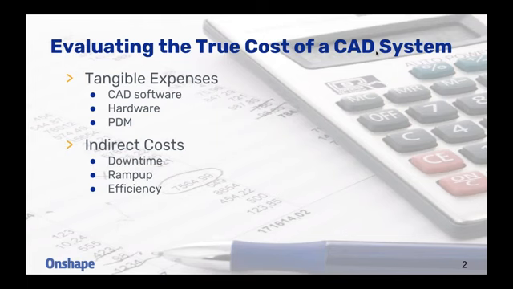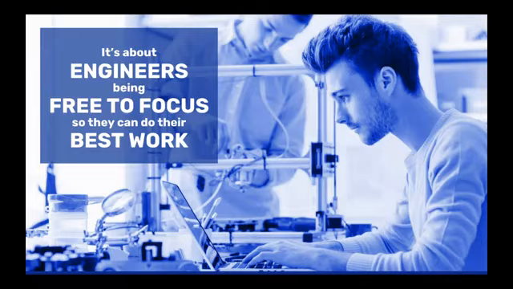So today we're going to break this up, as Noah mentioned, into the tangible expenses and some of the indirect costs of a CAD system. But first, let's set the stage and talk about why Onshape took it upon ourselves to build something new, to solve some of the problems that were out there. Really, we built Onshape to solve the everyday problems that engineers work on. We want engineers to focus on the work that they're building, the products that they're designing, and not be a pseudo CAD administrator or IT person. They can focus on their best work.